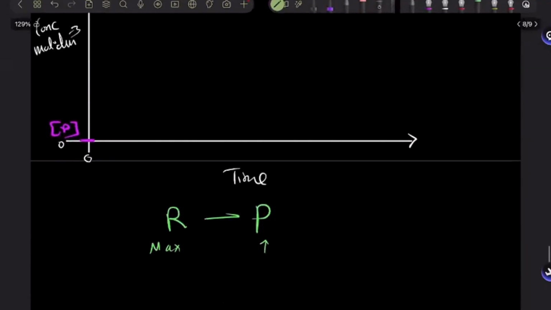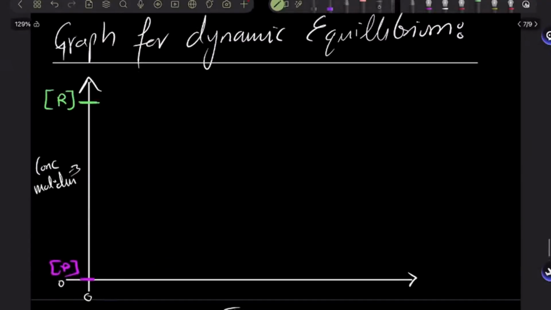So when the concentration of reactants starts reacting to form product, what should happen to the concentration of reactant? Should it decrease or increase as it reacts? Decrease. It should decrease. So the reactants start to decrease with time, and then there comes a time when this concentration becomes constant. What is that time when the reactants concentration will become constant? That is when equilibrium was established, right?